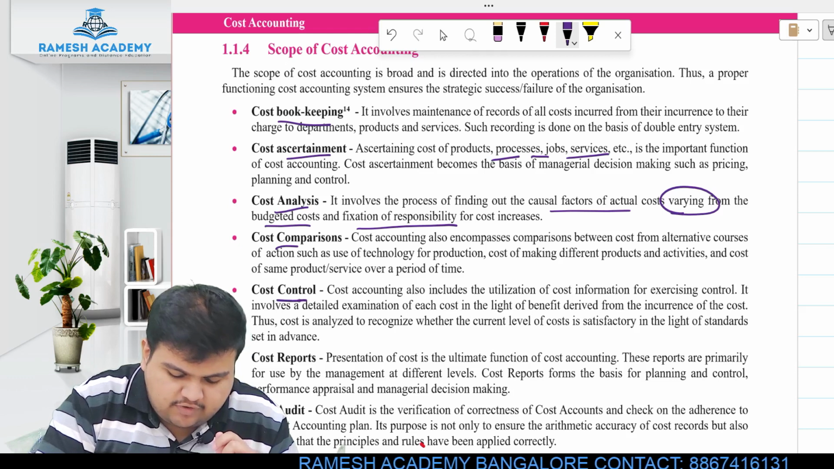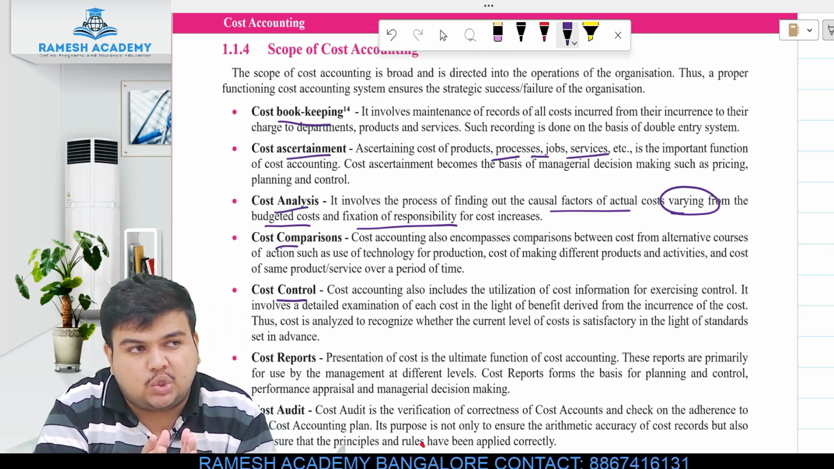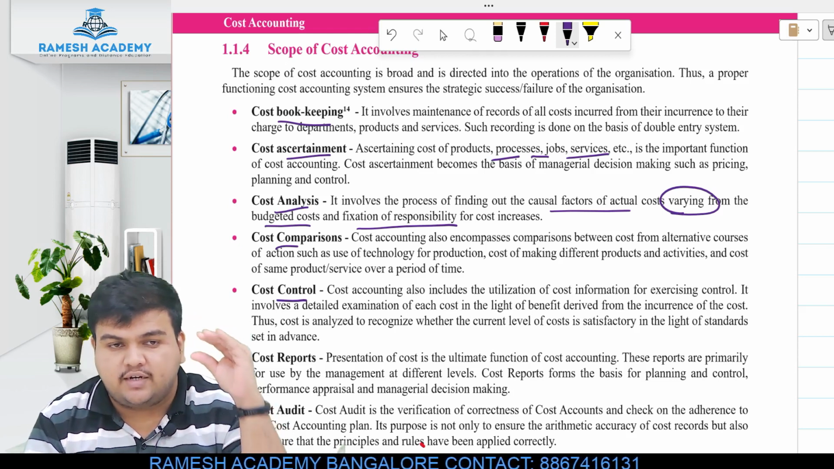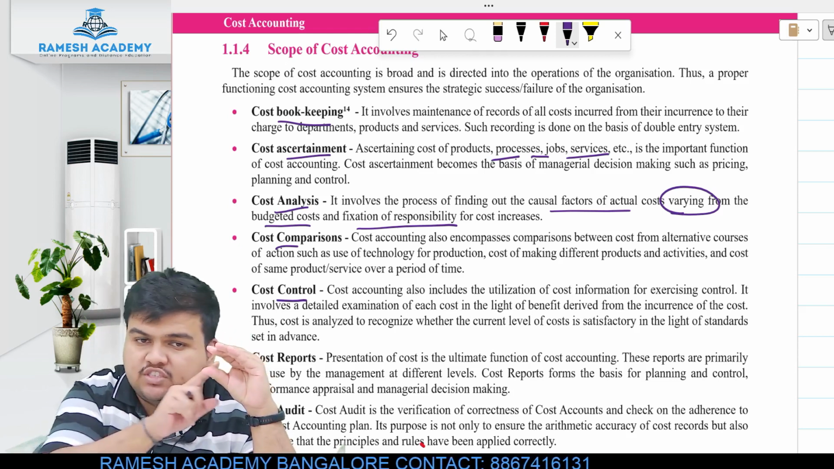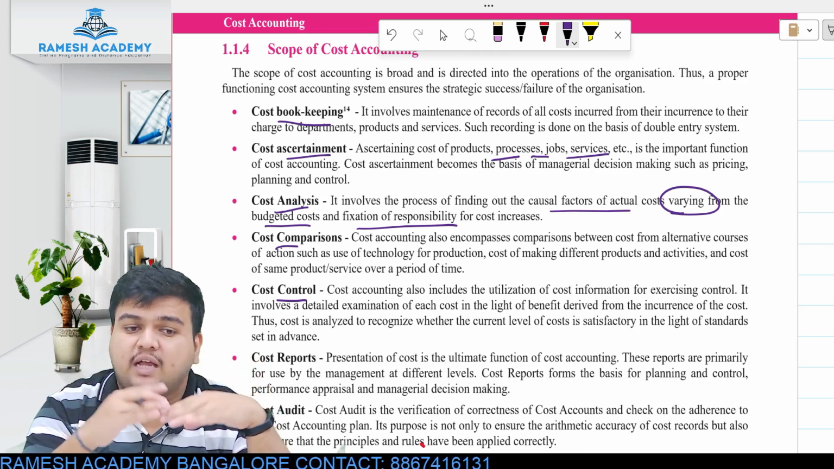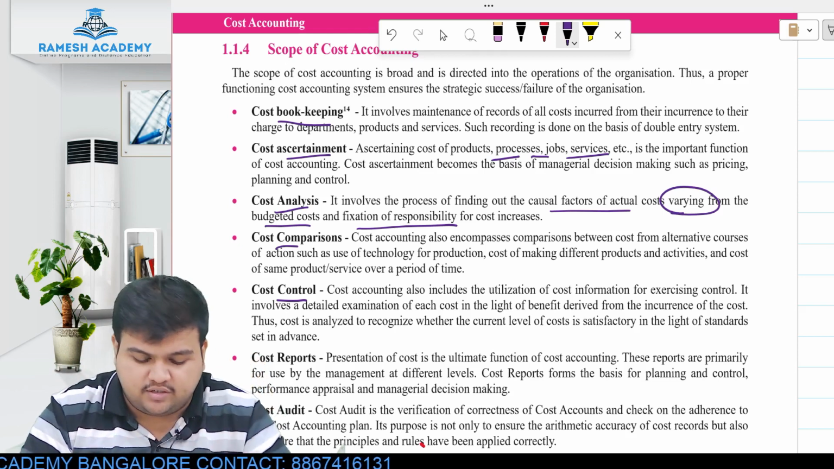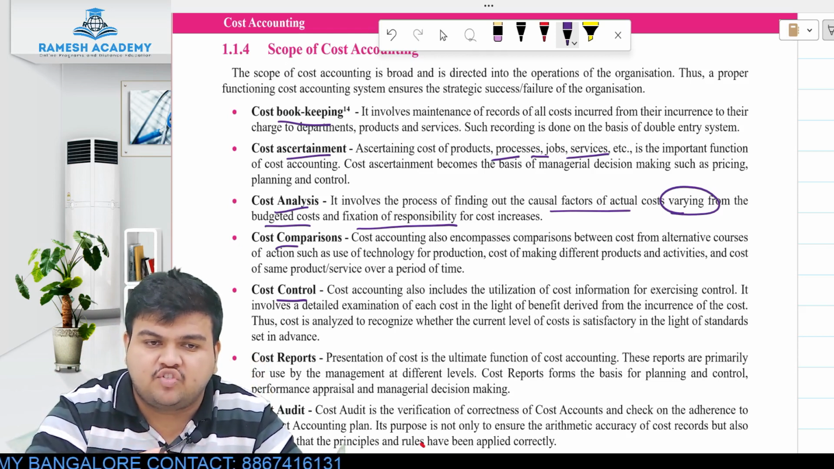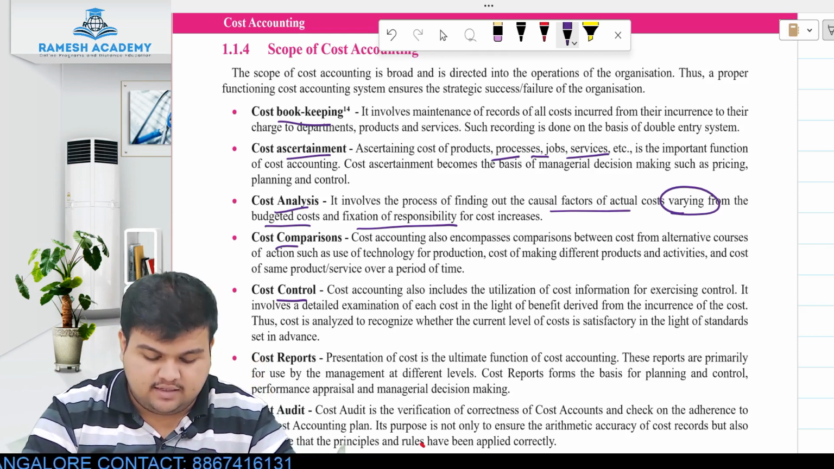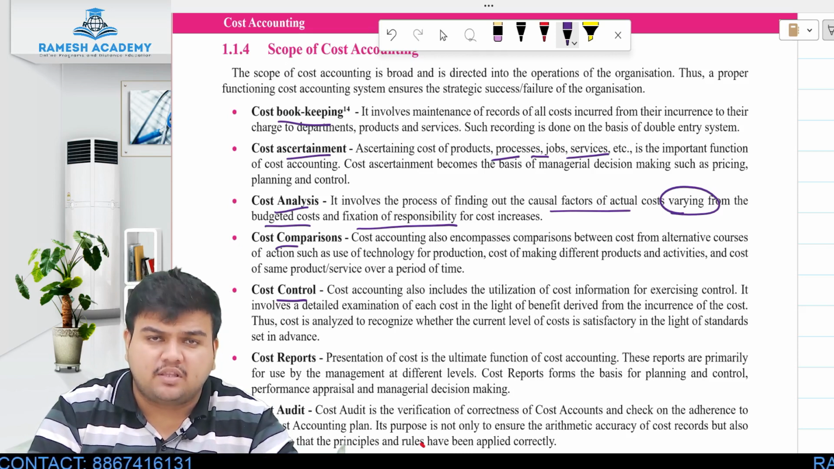Cost control, we have discussed in detail just now. To implement cost control, you need to account for standards, you need to fix a budget. To calculate that budget, you need cost accounting. To calculate the actual cost incurred, you need cost accounting. For this purpose you need to identify any variances between the standard cost and the actual cost. You need to implement the cost control.